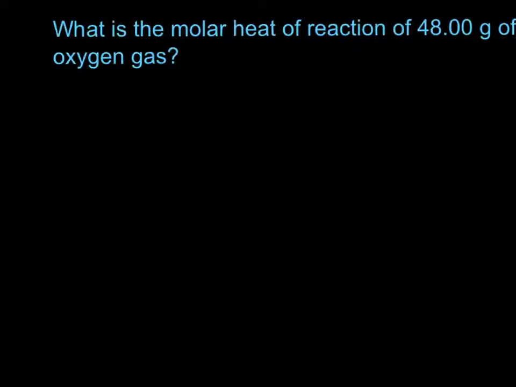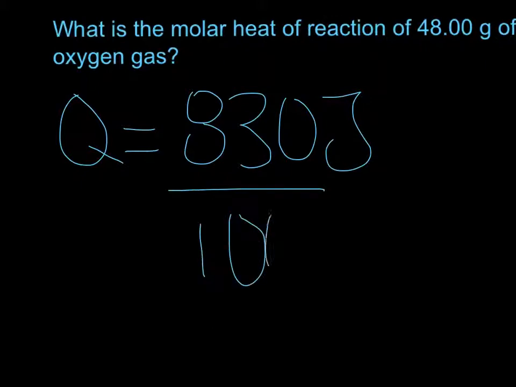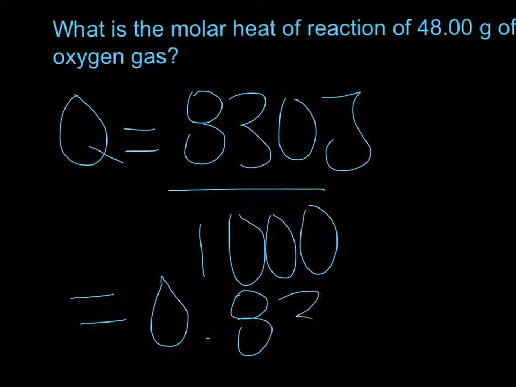Here's an example to find the molar heat of reaction of 48 grams of oxygen gas. To do this, you first need to take your energy of 830 joules and divide that by 1000. This gives you 0.83 kilojoules. You are now able to calculate for the molar heat of reaction.